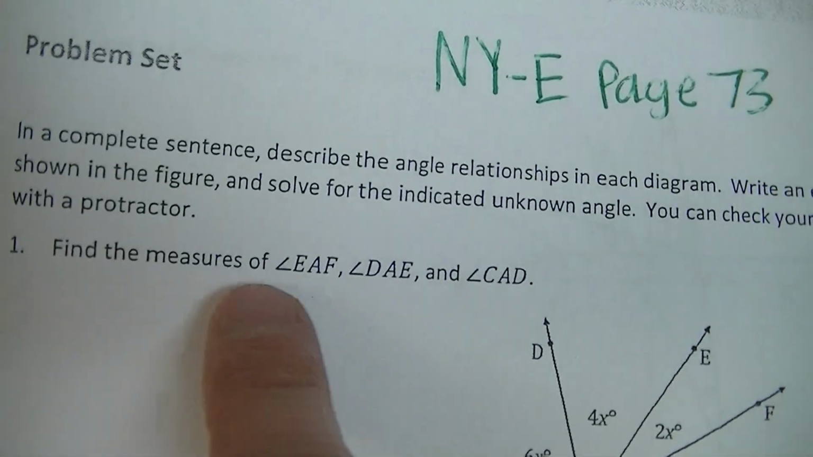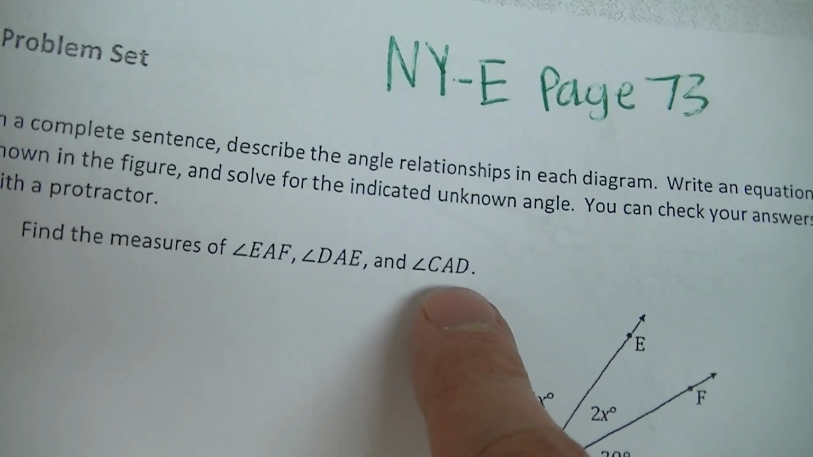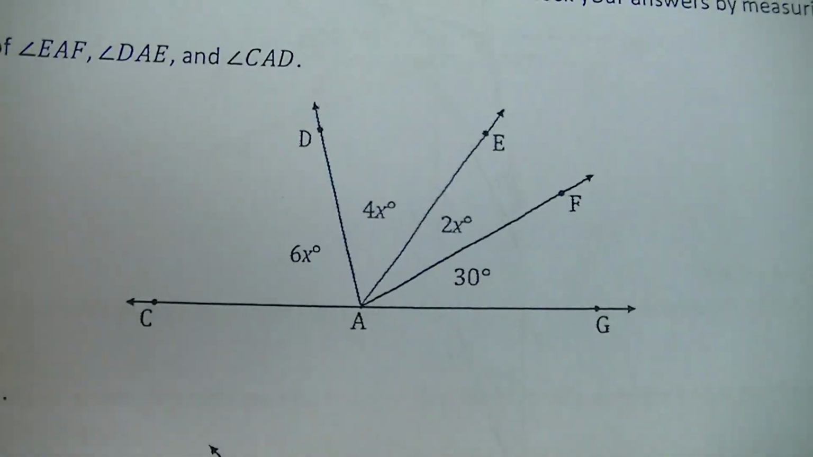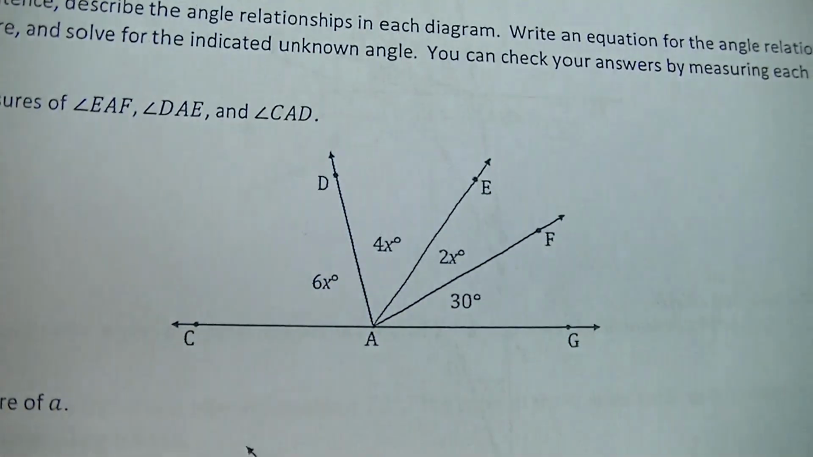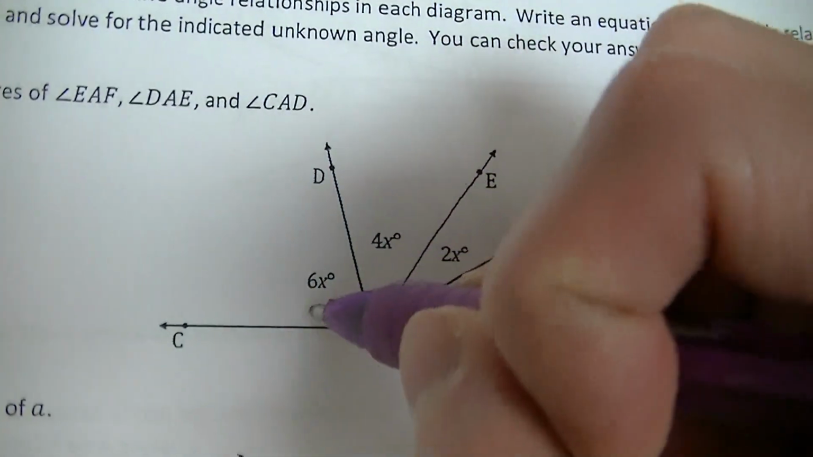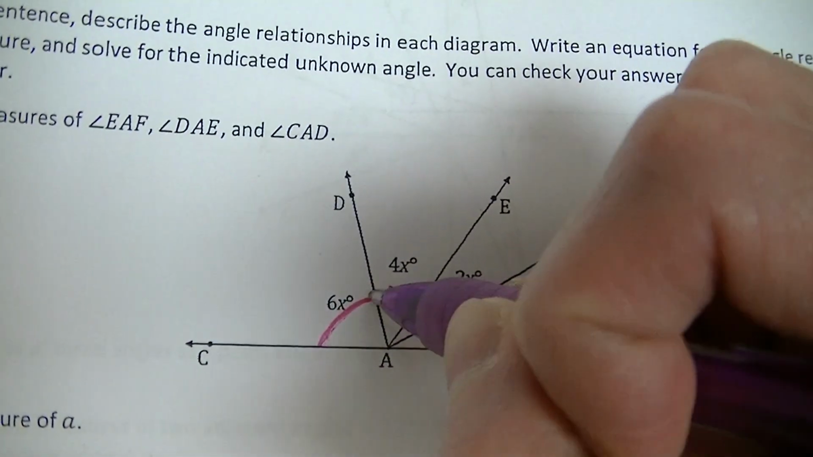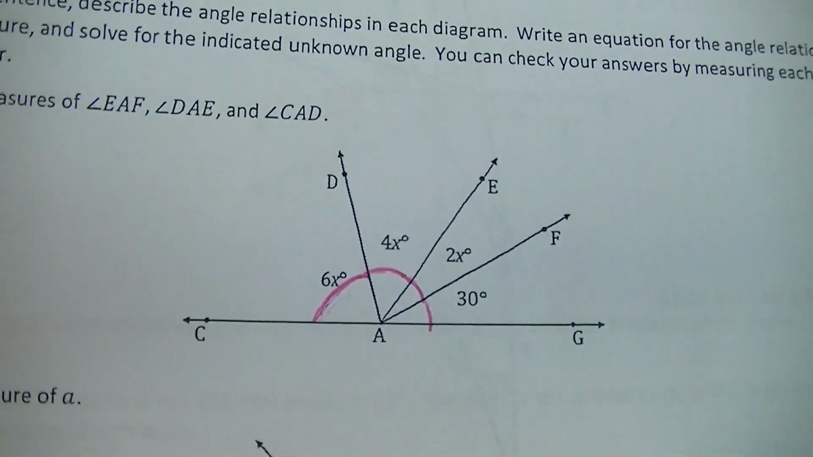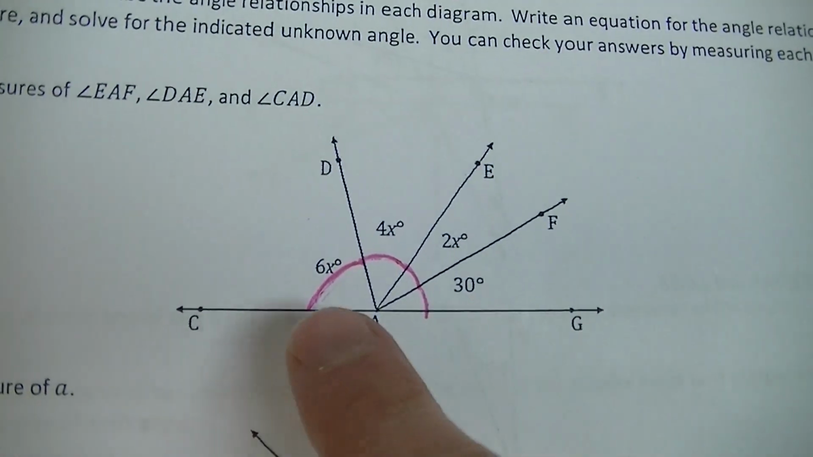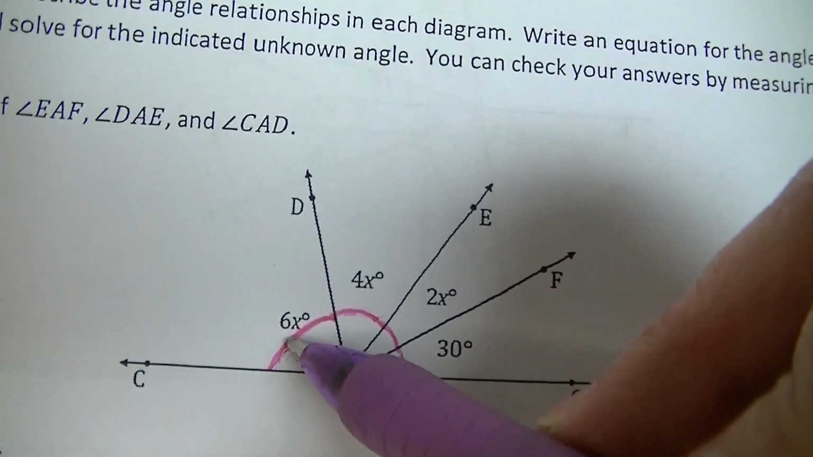So it says find the measures of angle EAF, DAE, and CAD, okay? Just by looking at this, I see right there, a straight line, and if I connected their arcs, they should form a half circle. So right there, and this guy right there, and this guy right there, and this guy right there, half of a circle. There's 180 degrees in half of a circle. So let's go ahead and write down an equation to help us with this relationship here. They're angles on a line.